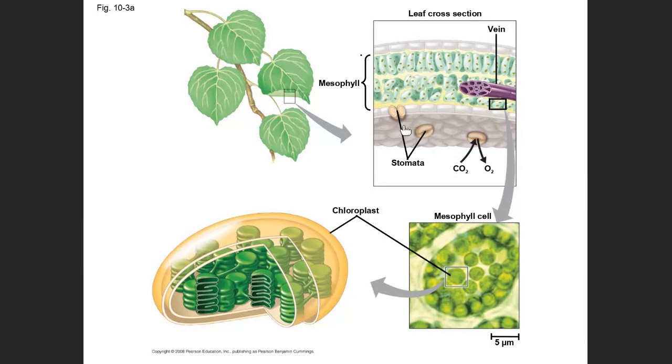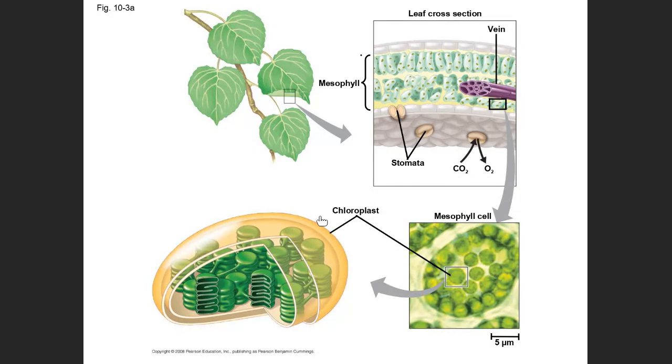We have our stomates on the bottom of the leaves mostly, but they also occur on the top side as well, but they're mostly on the bottom. And so oxygen can leave the plant and CO2 can enter. Also, water evaporates through the stomates.